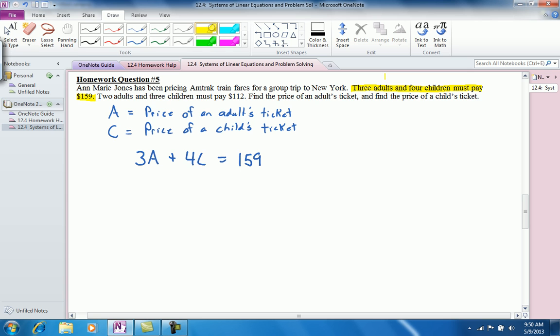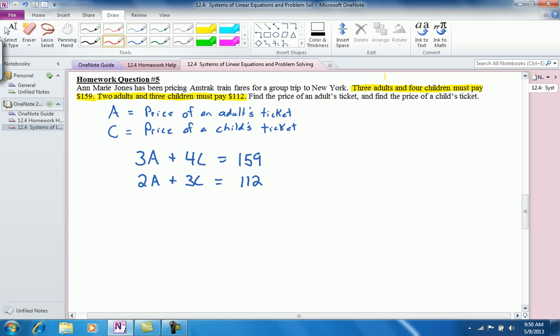Our second equation is actually going to come from the very next sentence. 2 adults and 3 children must pay $112. So that means that 2 adults, 2A, plus 3 children, 3C, would total $112. Okay, so here are my 2 equations that I derived from my word problem. That's the big step here, is to get those 2 equations. Now I'm going to proceed with either the addition or the substitution method.